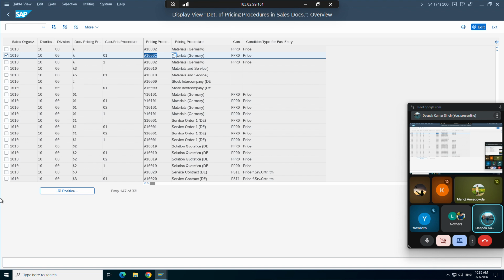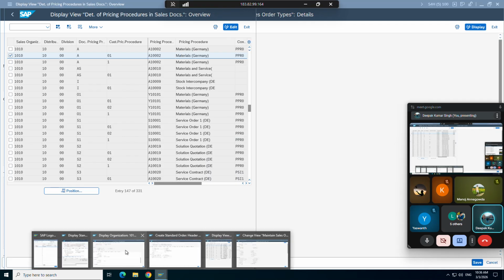I think OBVK is the T code to determine the pricing procedure, and there are five parameters: sales organization, distribution channel, division, document pricing procedure, customer pricing procedure, and based on that, we get this pricing procedure determined. Then maybe the interviewer may ask you where we maintain this customer pricing procedure. Then you need to tell them in the customer master.